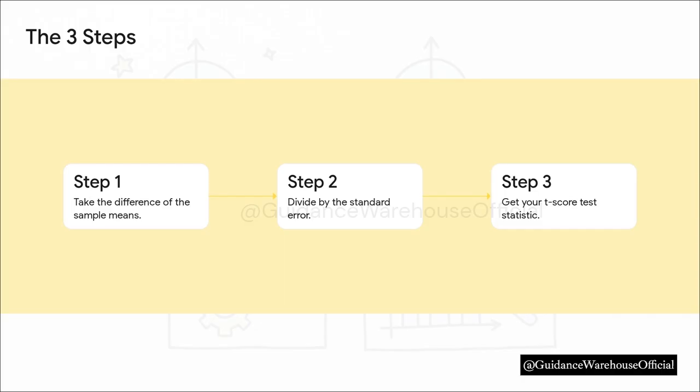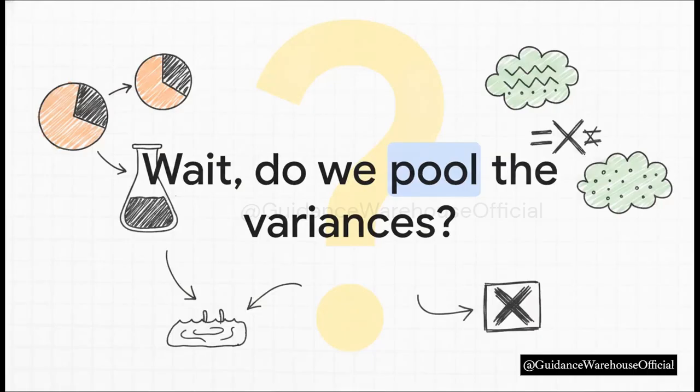Now, finding the exact degrees of freedom for this t-score involves a pretty ugly, complicated fraction. But here's the great news. Your computer or graphing calculator handles that messy calculation for you instantly. Now, pause for a second. Right about here is where a very common, very tricky student question usually pops up.